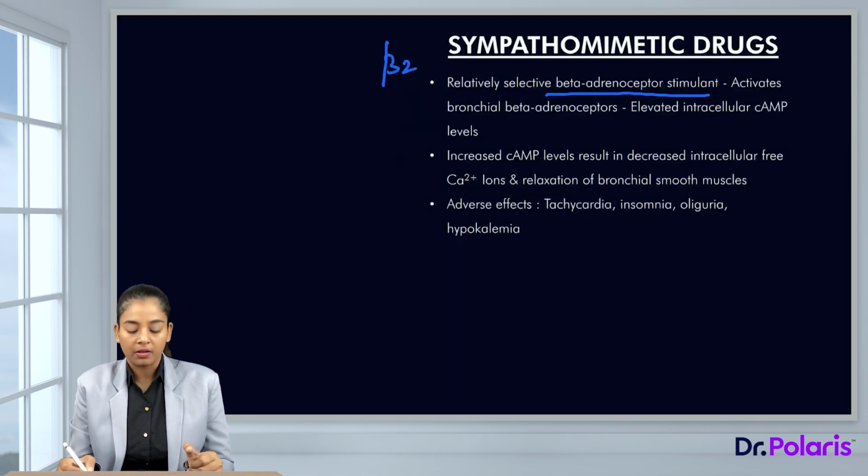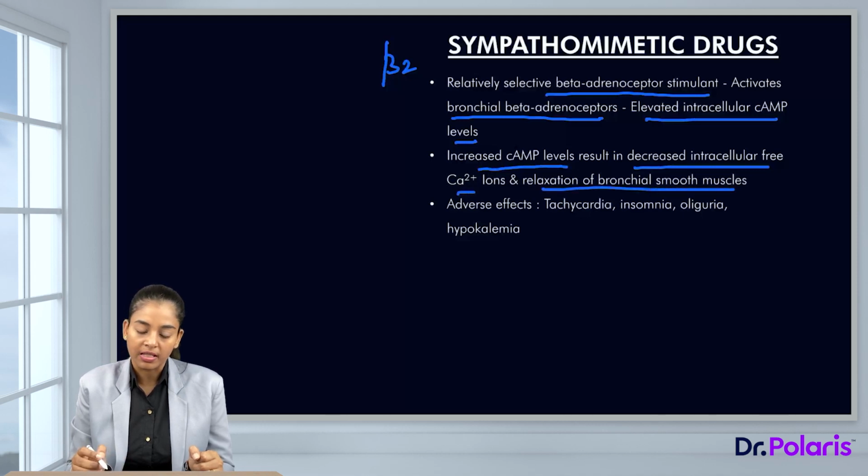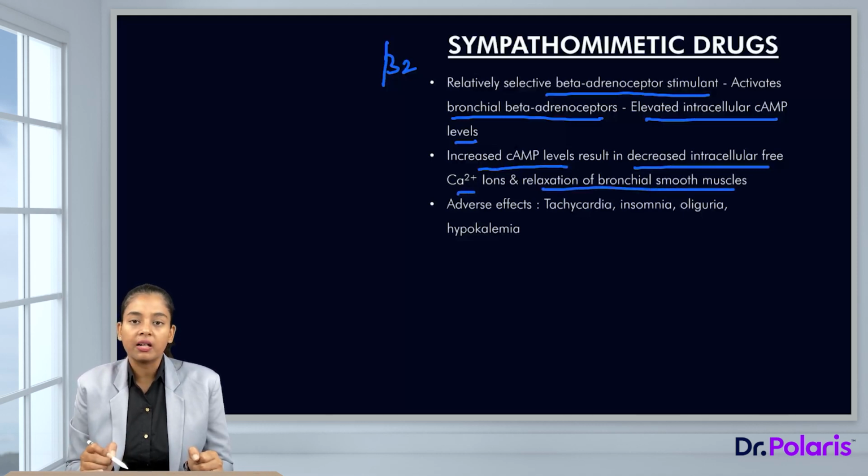Beta-2 receptor. Okay, because beta-2 receptor is present in the lungs. The selective beta-2 receptor stimulant activates the bronchial beta receptors and it increases the cyclic AMP levels. This increased cyclic AMP will decrease the intracellular calcium level, thereby causing relaxation of the bronchial smooth muscles. The adverse effects of beta agonists include tachycardia, insomnia, oliguria and hypokalemia.